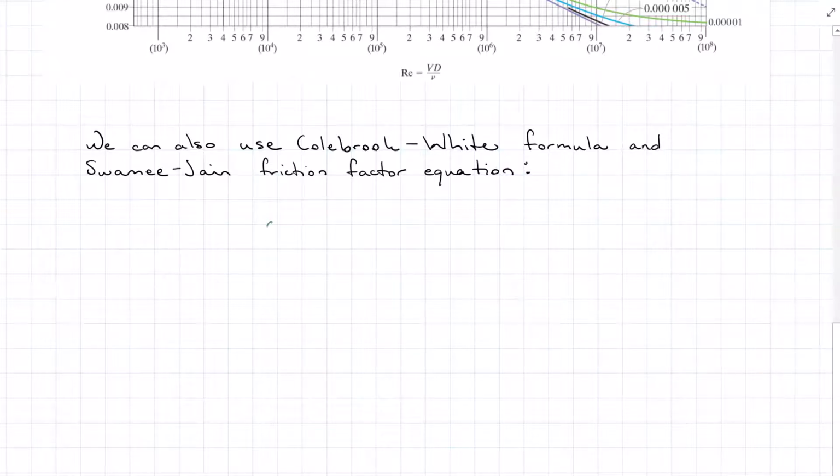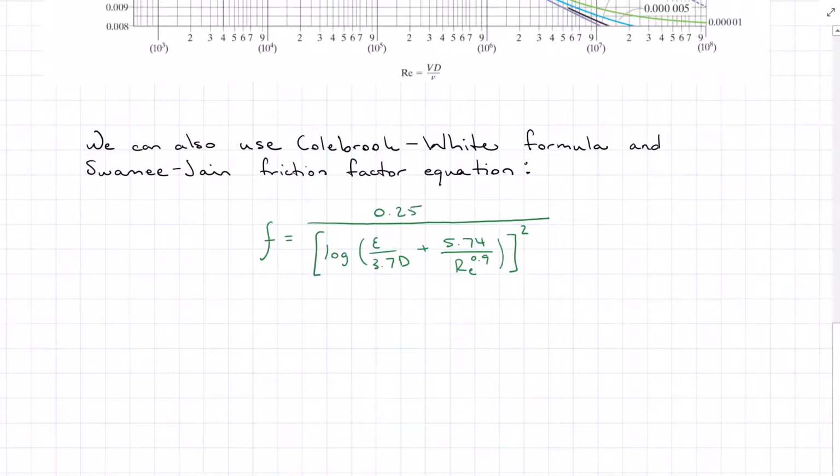I'm way off on that. Anyway, where the friction factor, and I'm going to write the denominator first, is the log of the relative roughness divided by 0.37. So epsilon over d divided by 0.37 plus 5.74 over the Reynolds number raised to the 0.9. And this whole quantity is squared, divided into 0.25.